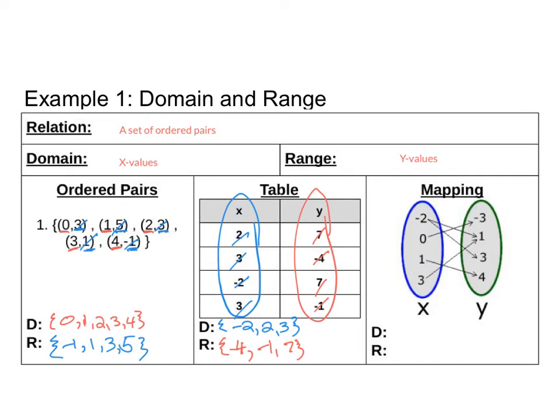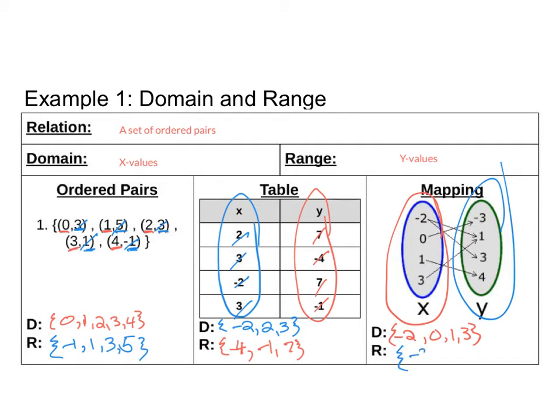Now, lastly, when we start looking at domain and range of mapping, a lot of times we got our domain already grouped out for you. And if they set this up right, we got -2, 0, 1, and 3. And if you're looking at your range, we're looking for our y values. So we got -3, 1, 3, and 4.